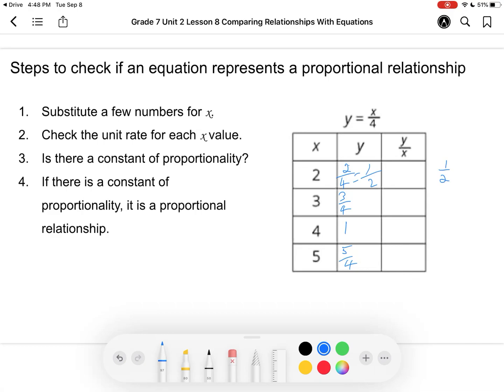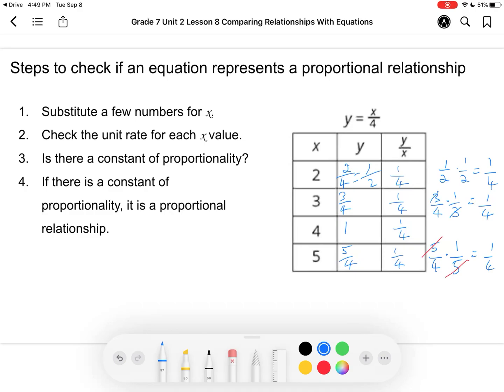And then y over x. So 1/2 divided by 2 is 1/4. 3/4 divided by 3, the same as 3/4 times 1/3, is 1/4. And for 1, y divided by x, 1 divided by 4 is 1/4. This is looking like it's going to be proportional. Let's do the last one. 5/4 times 1/5, and these numbers cancel out, and so we get 1/4.